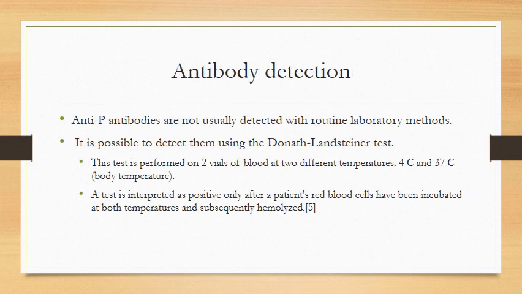To detect the antibodies, anti-P antibody tests are not usually done as routine laboratory methods, but it's possible to detect them using a test called the Donath-Landsteiner test. This test is performed on two vials of blood at two different temperatures, 4° and 37°. The result is interpreted as positive only if the patient's red blood cells have been incubated at both temperatures and show subsequent hemolysis.